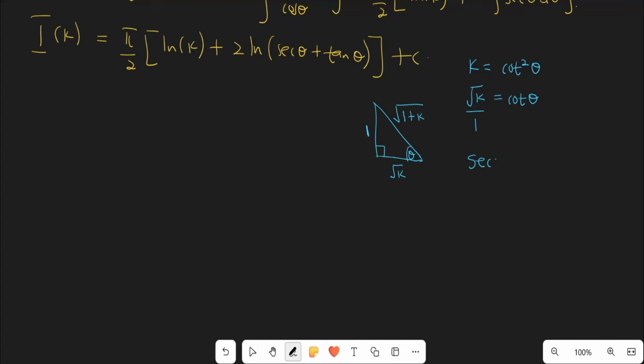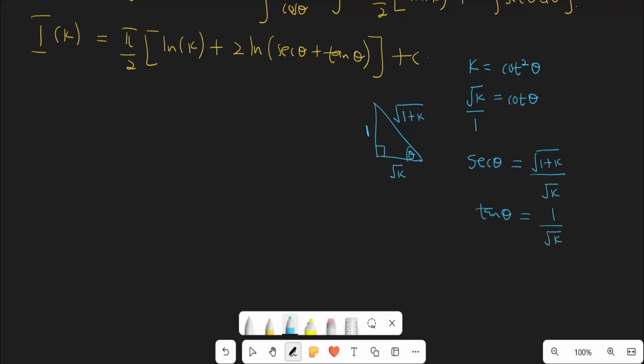So secant of theta is hypotenuse, which is the square root of 1 plus k, all over adjacent, which is the square root of k. And then the tangent of theta is opposite over adjacent, which is 1 over the square root of k. So now we can take the integral into the k world entirely.